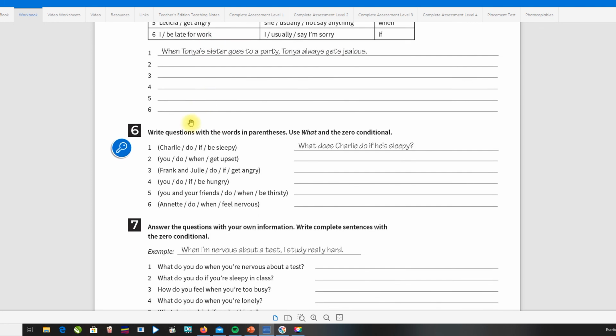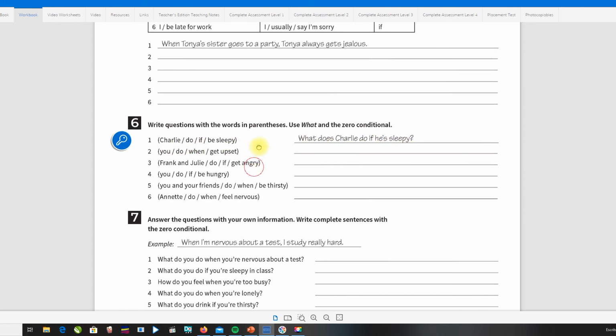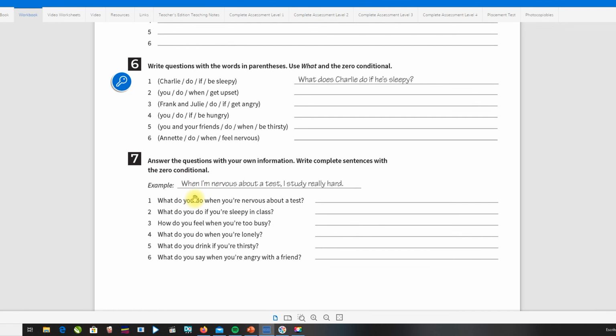On number 6, you have to put this in order to make a question using zero conditional. What does Charlie do if he's sleepy? All right. And on number 7, you have to answer the questions. What do you do when you're nervous about a test? For example, I study really hard.